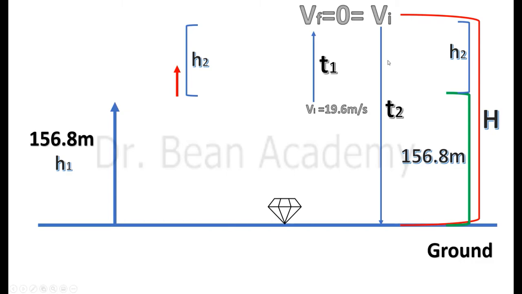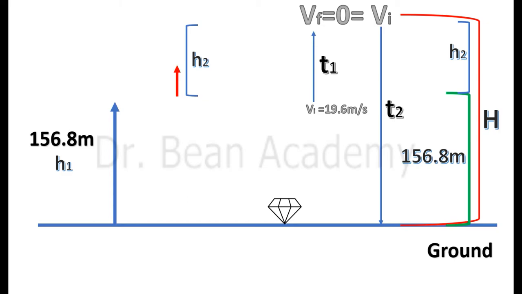Similarly, we can calculate its total height h as 156.8 meters plus h2, that little height it attained when it was left freely. It started that little journey with the initial velocity of 19.6 meters per second, and it reached a certain height in addition to 156.8 meters. So the total height should be h2 plus 156.8 meters for the downward journey. For the upward journey, we are only concerned with h2, because we don't care about 156.8 meters, since that journey is not related to it.